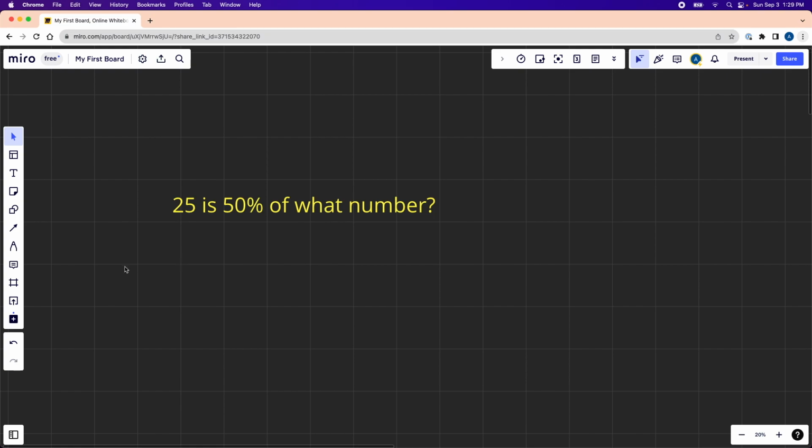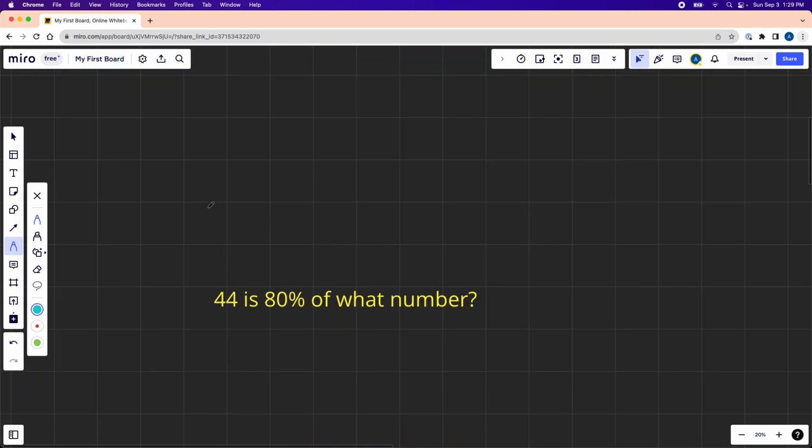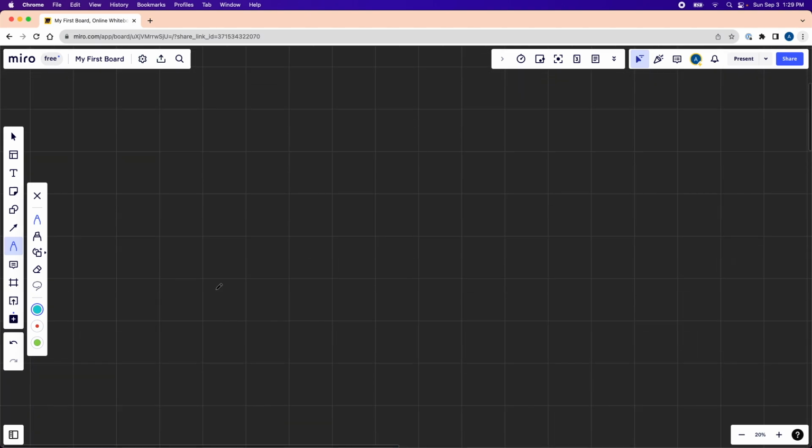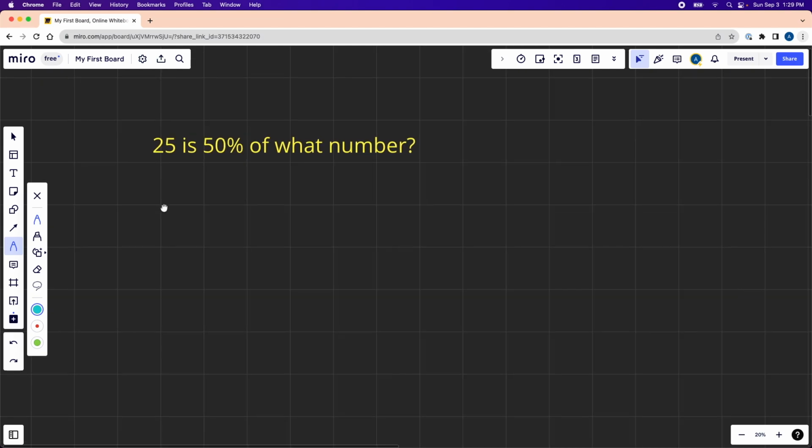And yes, that would absolutely work in this particular case, but there are going to be other times where we don't have such nice, easy numbers to work with, like 44 is 80% of what number? So what we need to do then is use math in order to solve this problem mathematically. So how can we solve this actually using math?